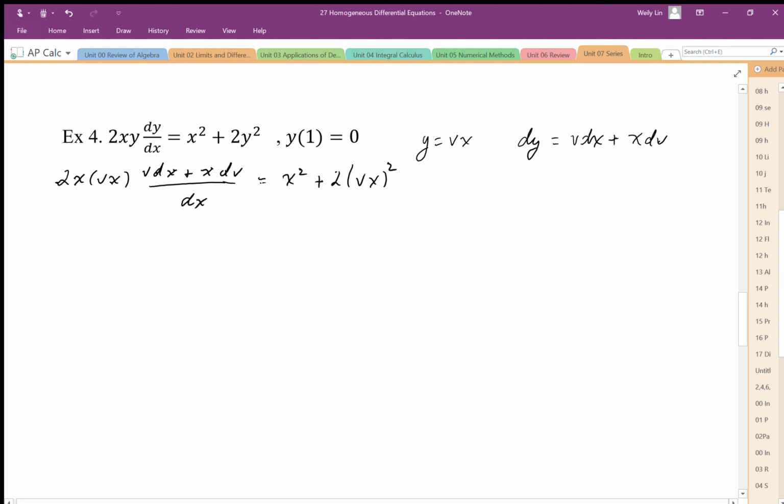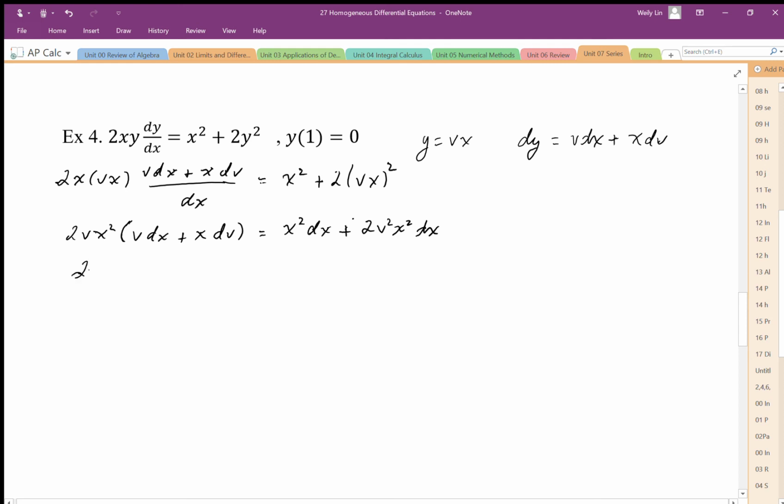Okay, so then I want to separate these parts out, so I'm going to end up with 2vx squared times v dx plus x dv. I'm going to multiply the dx onto the other side, so I end up with x squared dx, and this is going to be 2, plus 2v squared x squared dx. So I'll multiply this out again and then group my dx terms.